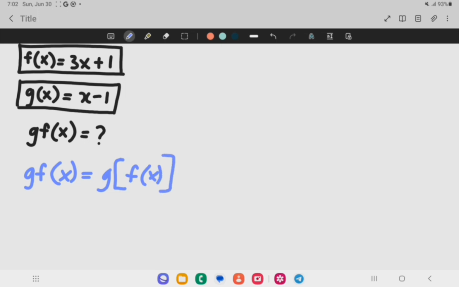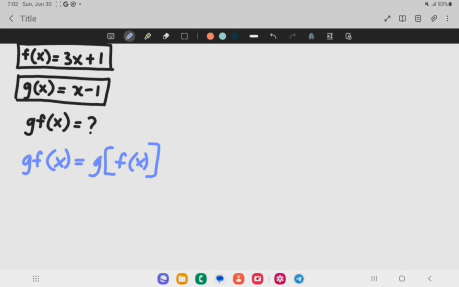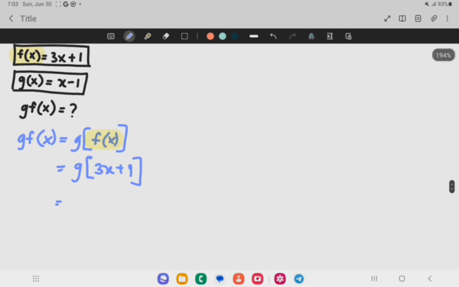The second step is you're going to substitute the f(x). Is the function of f given? Yes, the function of f is this, right? This is the function f(x). So you are going to substitute it with 3x plus 1. Where does the 3x plus 1 come from? From the function of f. Next step would be this.